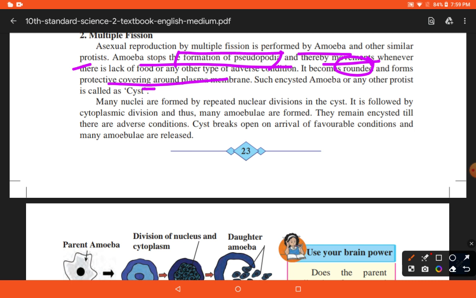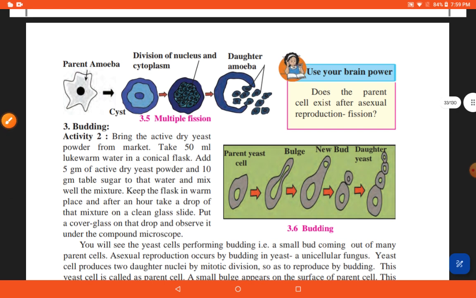Now many nuclei are formed by the repeated divisions inside the cyst. And after that, I told you, karyokinesis, cytokinesis. Then the cytoplasmic divisions will occur and amoebulae will be formed. And they will remain encysted until the favorable conditions return. When the favorable conditions return, the cyst will rupture, it will break open, and the amoebulae will be released. Through this diagram, it will be clear.